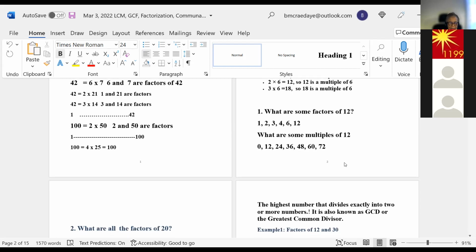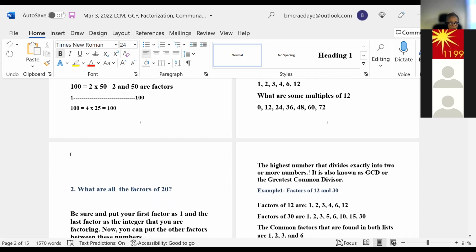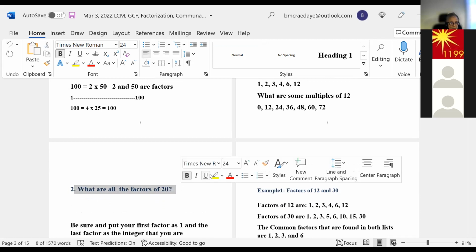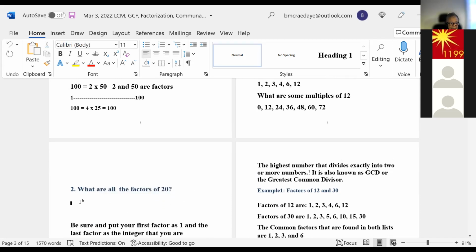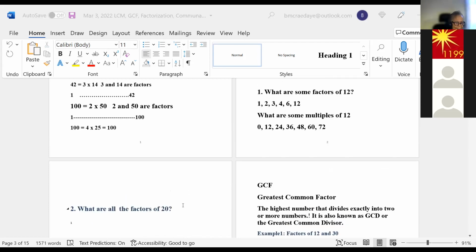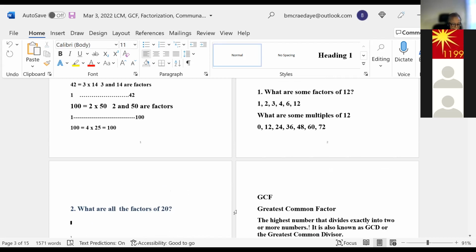Okay. Now, what are all the factors of 20? I want you to do that one. Give you a couple of minutes and you tell me what you get. What are all the factors of the number 20? 4 and 5. Now you're forgetting, Maureen. What did I say when you have factors? You got to put a 1. And then you put the number itself. 1 and 20.